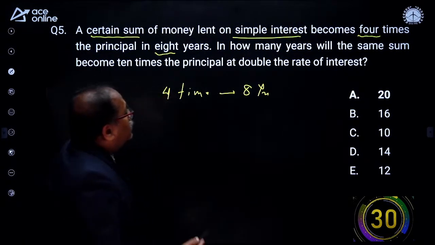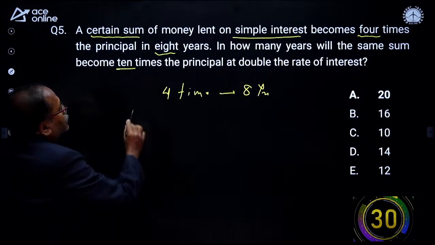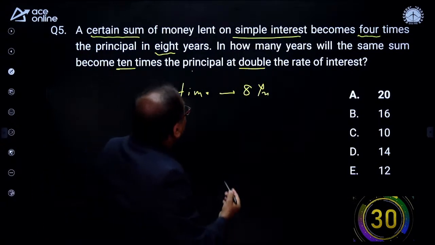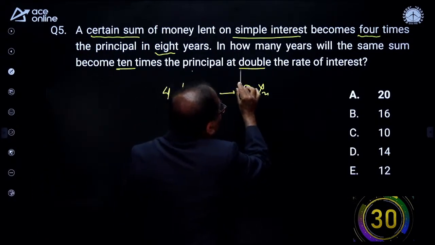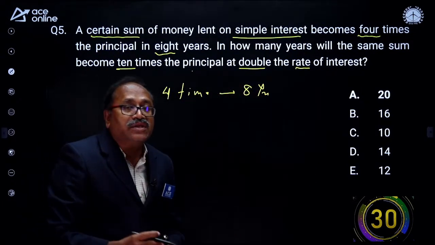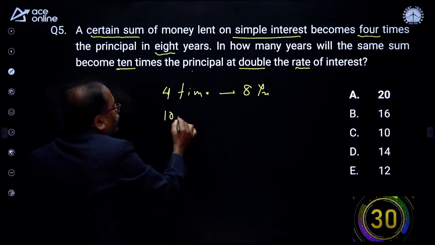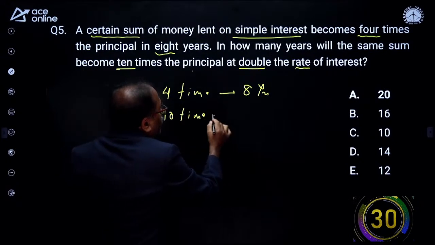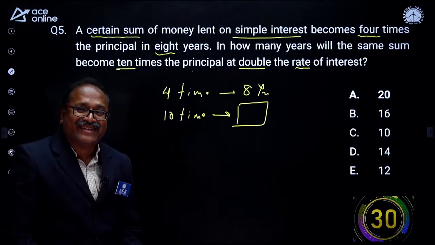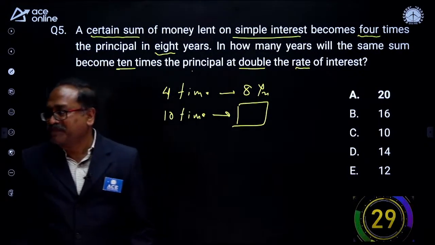The next part says, in how many years will the same sum become 10 times when the rate of interest is doubled? The rate of interest is getting doubled in this case. In that case, in how many years will it become 10 times if the rate of interest becomes double? Did you understand this? Let's take 30 seconds to answer this question.